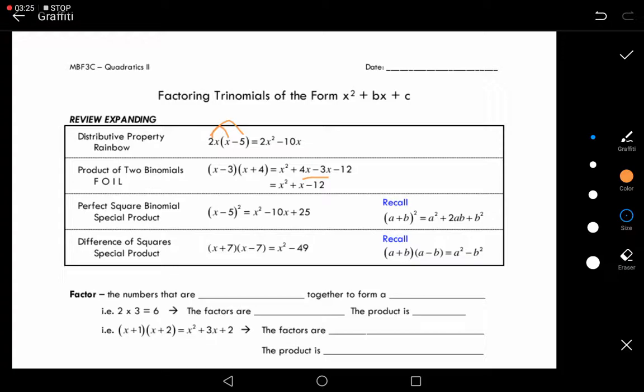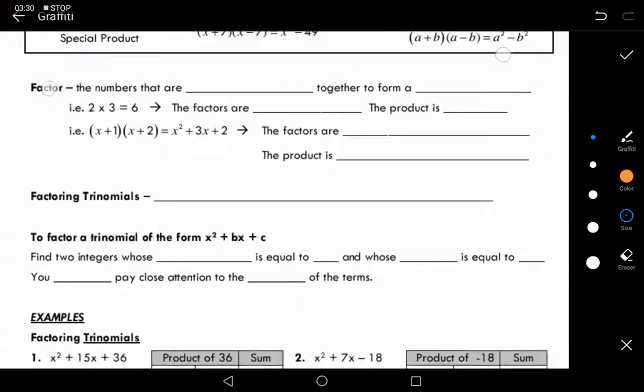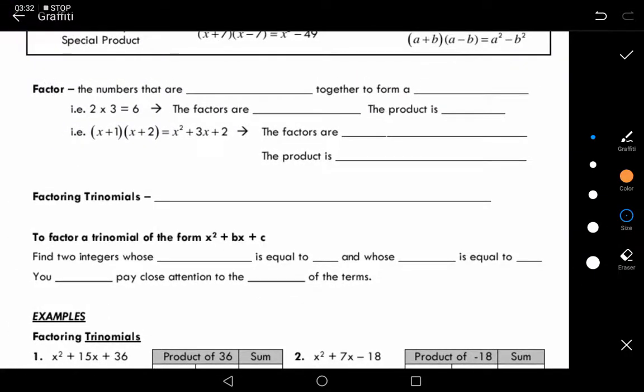So now let's get into the new stuff here. So factoring. Some of you might have seen factoring before, others may not have. The numbers that are multiplied together to form a trinomial. Okay, so that's what factoring is. A factor is those numbers that we multiply together to actually form our trinomial.